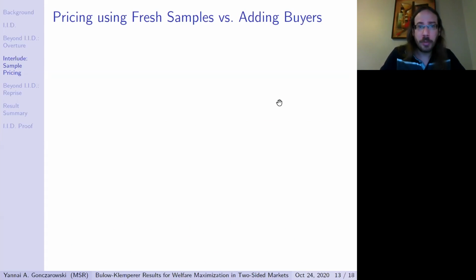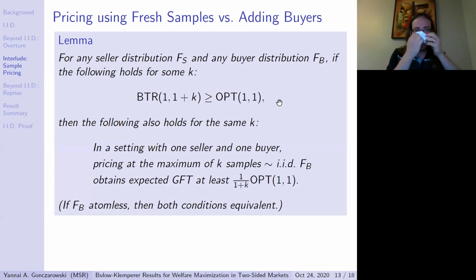some connection between sample pricing and adding buyers. So here is a lemma that we proved. It's going to look a bit bizarre, but let's take it in. For any seller distribution FS and any buyer distribution FB, if it holds for a certain K that adding K buyers and running BTR beats the original market, so if this holds for 10 or a million or 2 to the 100, as before, then the following holds also for the same K. If this holds for adding 10 buyers, this would hold for K equals 10. If this holds for adding 100 buyers, this holds for K equals 100.